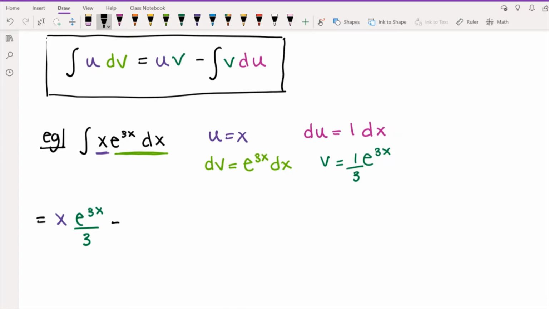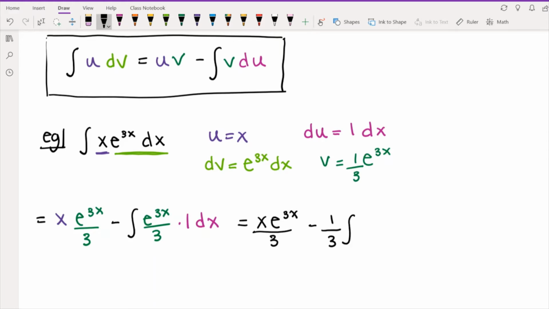And then from that, we're going to subtract the integral of v du. And so what is v? V is what we just had here, e to the 3x over 3. But du is just 1 dx. And so that makes our life a little bit easier. So now we have x e to the 3x over 3. And we can pull out this over 3 part for the integral as well. So minus 1/3 times the integral of e to the 3x dx.